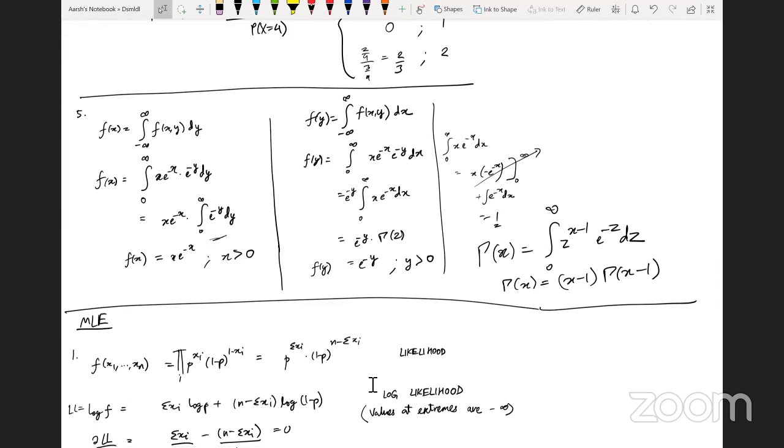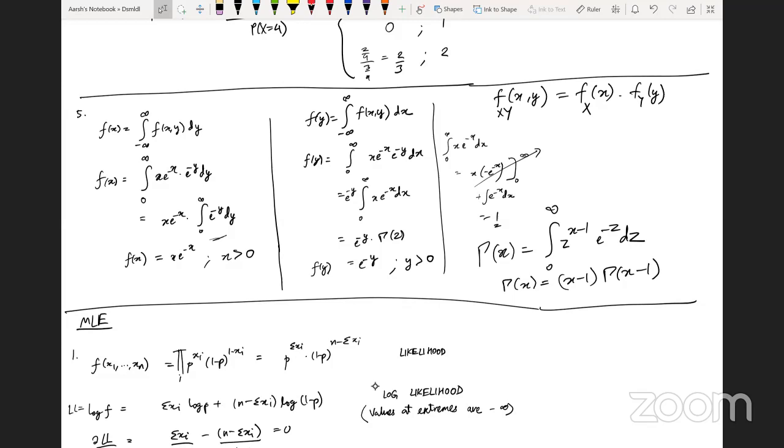When you have a joint density function of continuous random variables, it is f(x,y), right? The condition for independence is that the joint density function can be expressed as a product of the marginal densities. Let me add some subscripts here. F_xy is the joint density, the subscript xy indicates that. F_x is the marginal for x, and this is the marginal for y, right?